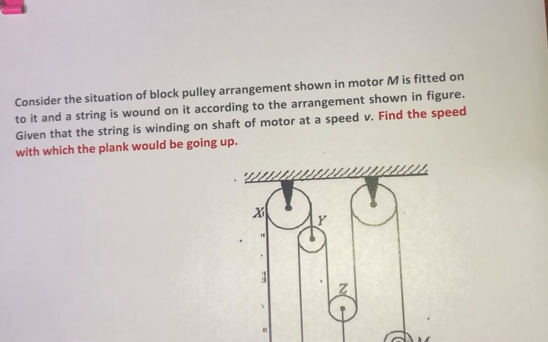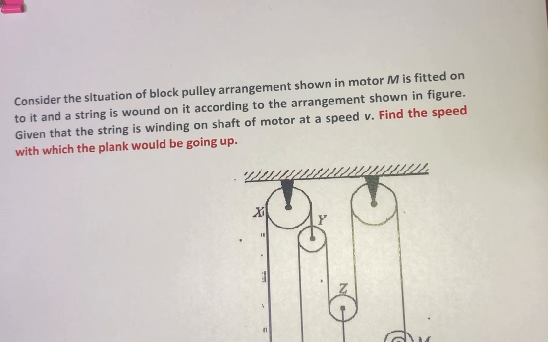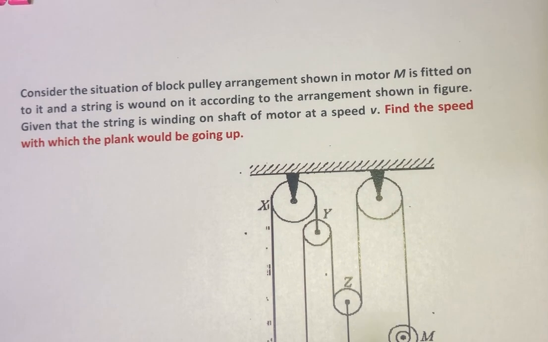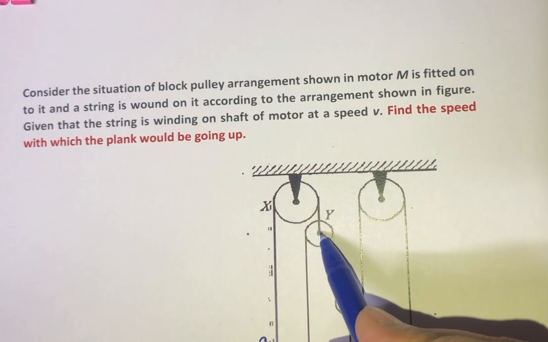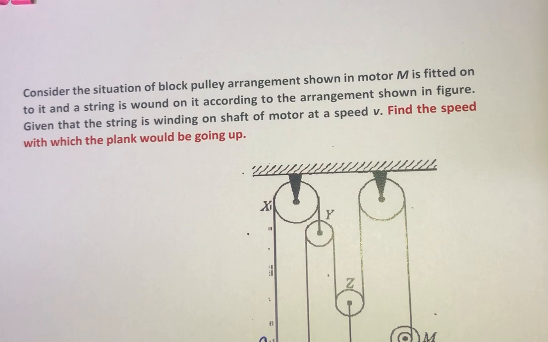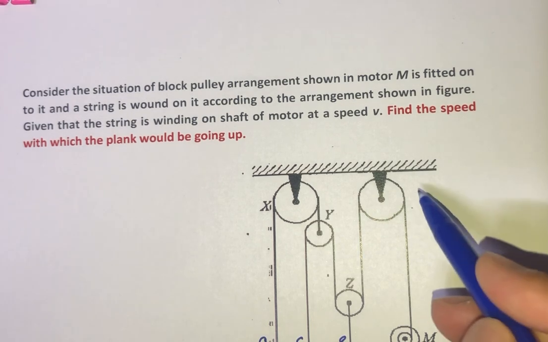Okay, so this is a motor and it is winding the string. The entire string can be broadly divided into two parts. In the first part, let us call this point A, the string goes from point A up till this pulley Y. The second string, let us call this point C, and this is E, goes from C up till the motor M.